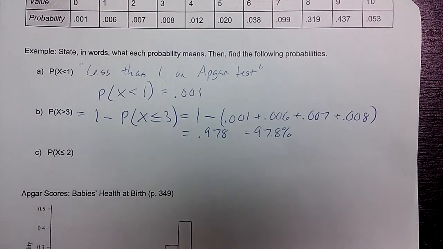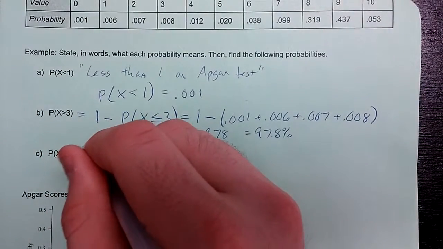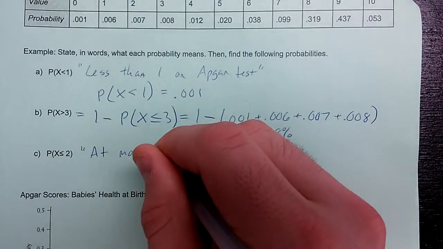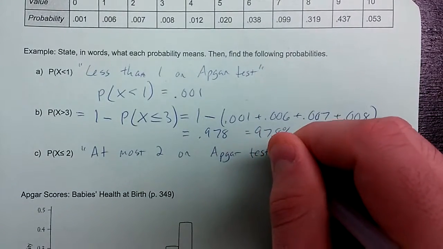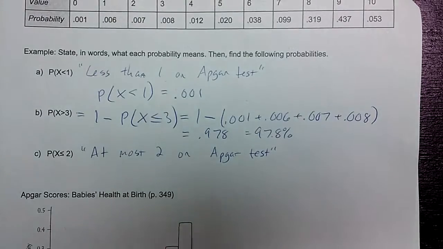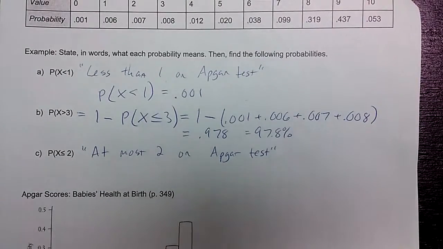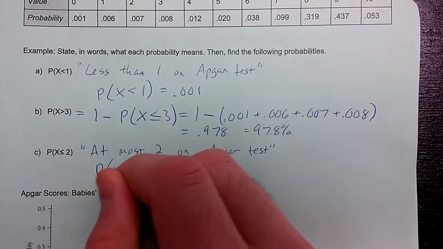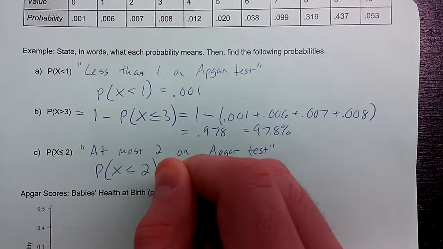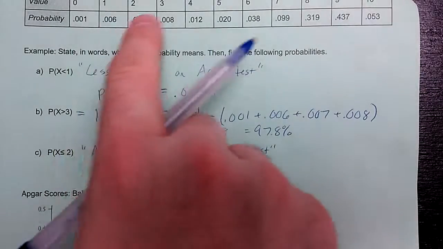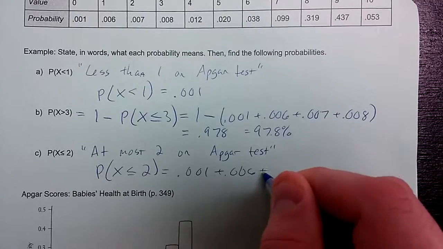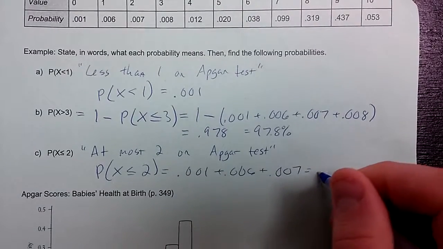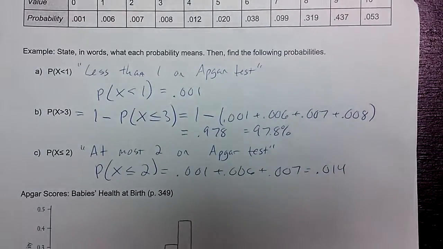Probability of less than or equal to 2. You should know this phrase, at most 2 on APGAR test. The at most part. So at the very highest, it's going to be 2 or less than that. That's what the at most 2 means. So probability of less than or equal to 2. That's everything less than or equal to 2. So 0, 1, and 2. That's only 3 of them. So 0.001, 0.006, 0.007, 0.014.